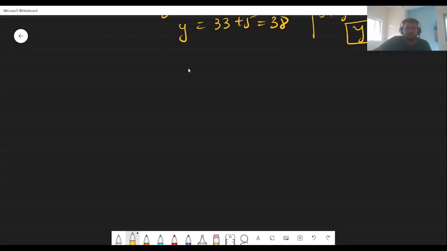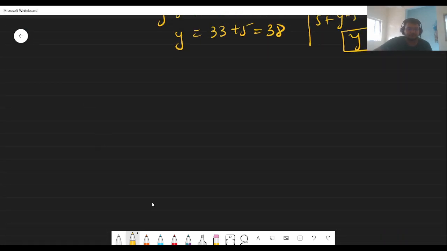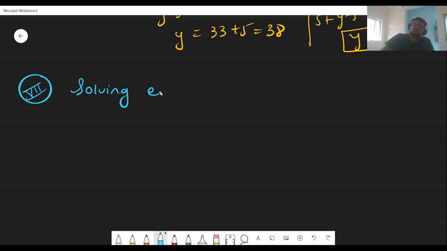Hey friends, so today we'll start with the seventh part, and that is solving equations using order of operation.